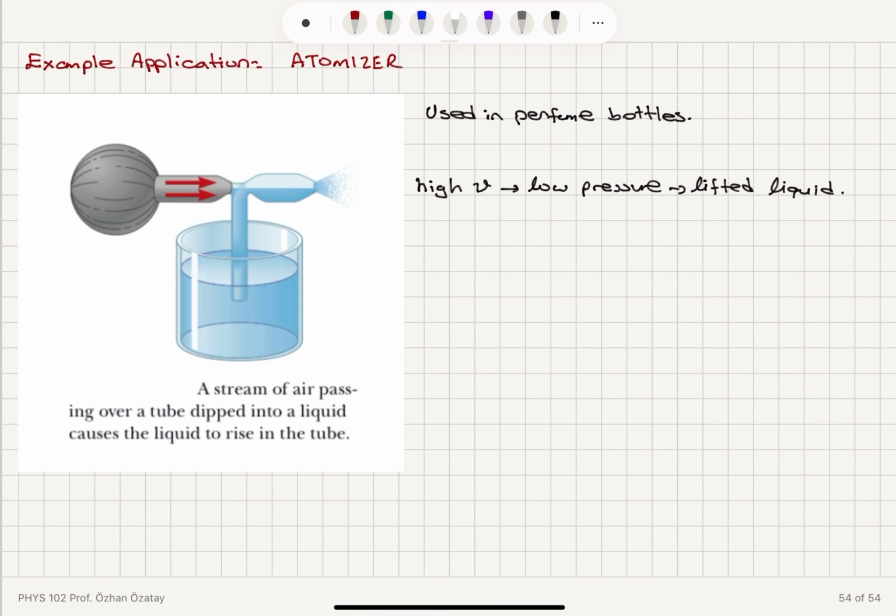We have seen that this has important applications. For example, the atomizer in perfume bottles. If you compress this, you have air particles causing an increase in the velocity of the fluid particles here that decreases the pressure, and liquid will be forced from the bottom to top due to a pressure differential between the top and the bottom.